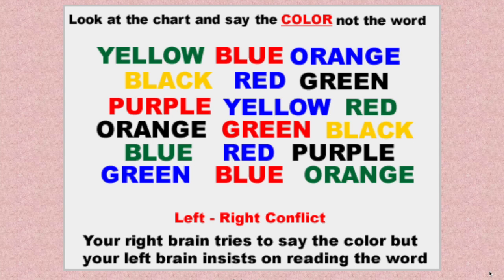Let's take a small test. Look at all these words given and read the color. You will notice that either you have read this as yellow or you have announced it as green. Now, if you read it as yellow, then the left side of your brain is very active. But if you called it green, then you heard the question right and you just looked at the color, which is the trait of the right brain.